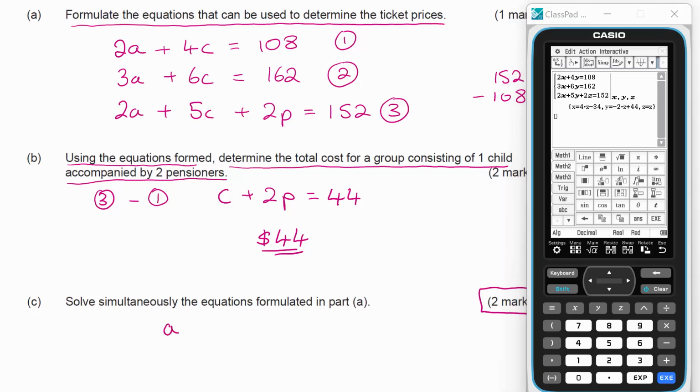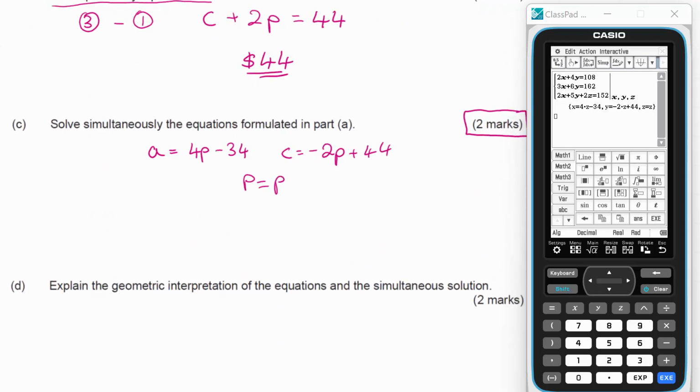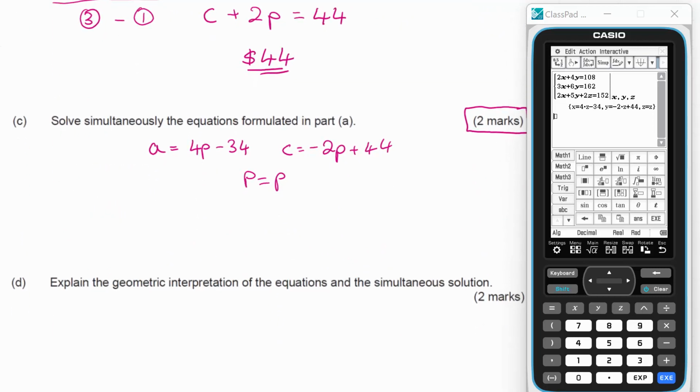And then we get this. So I've got A is equal to 4p minus 34. And C is equal to negative 2p plus 44, with p being equal to p. Now that's a single variable parameter, which suggests that we probably get a line of solutions, but we'll look at that in the next part, which says explain the geometric interpretation of the equations and the simultaneous solution.